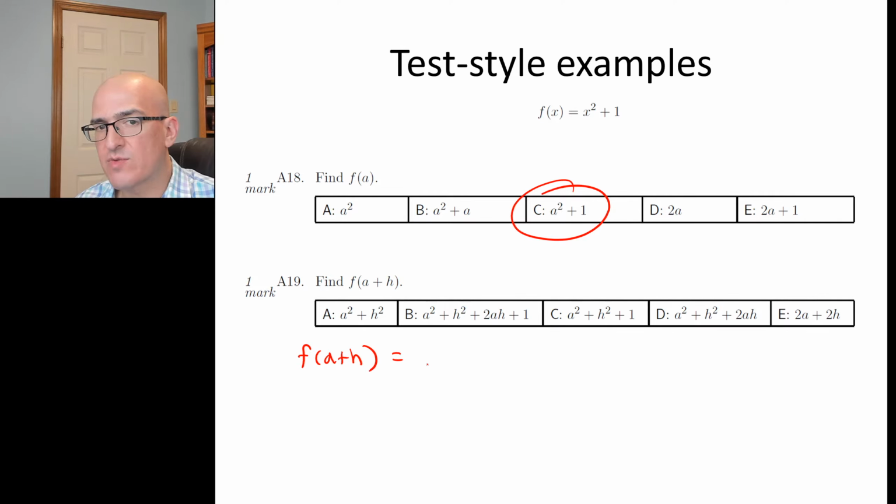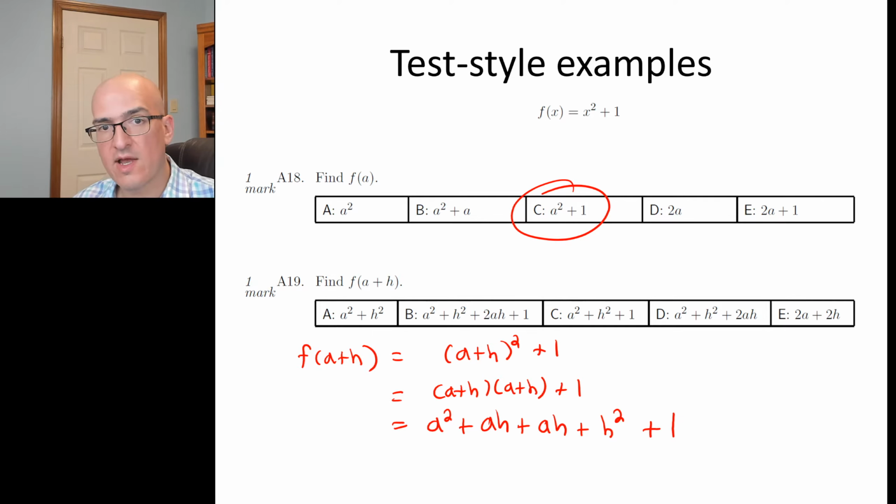Let's do it carefully. a plus h times a plus h, plus 1. We do FOIL: first times first, so a times a, a squared. Outside times outside, a times h, plus another a times h for inside times inside, plus last times last, h times h, h squared, and then the 1 is still hanging out. Now we can collect like terms. The a squared does not combine with anything, but the a times h and the other a times h are like terms. We can combine them. It's two of those things, so 2ah. The h squared is not common with anything.